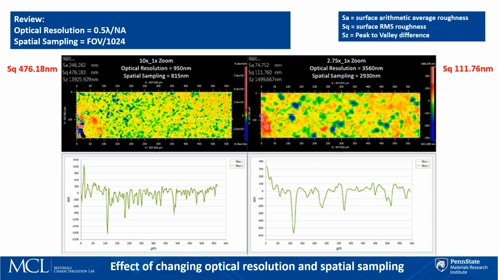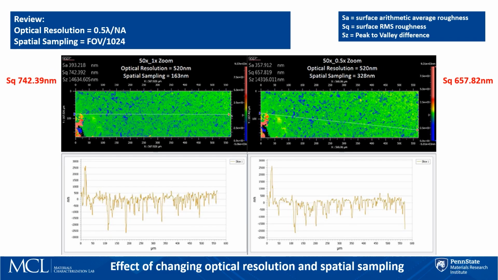So just by changing the objective, it changes the numerical aperture, changes the fields of view, it actually changes both the optical resolution and the spatial sampling, and it changes our values. So again, this is where it starts going into that category of it depends on how we measure our data on what our actual surface roughness is being reported. Both of these are correct for those objectives.